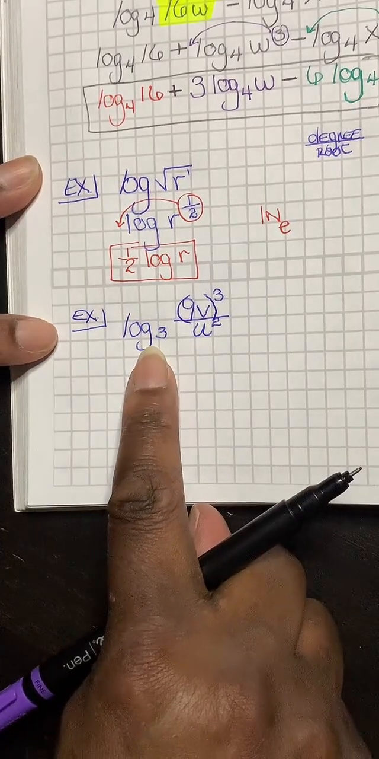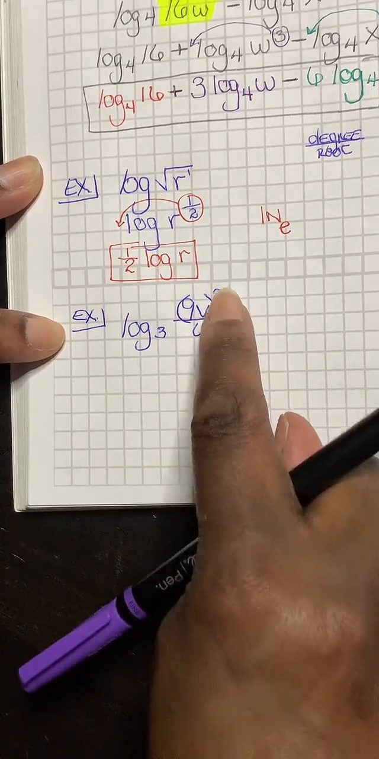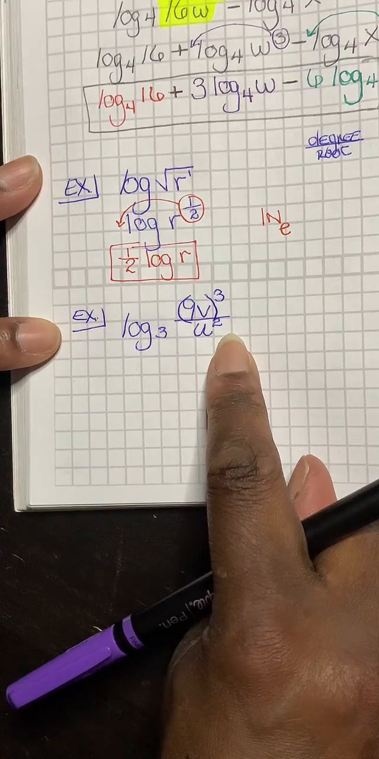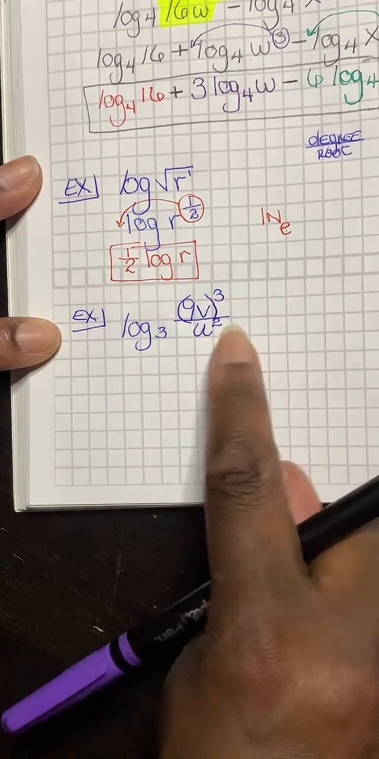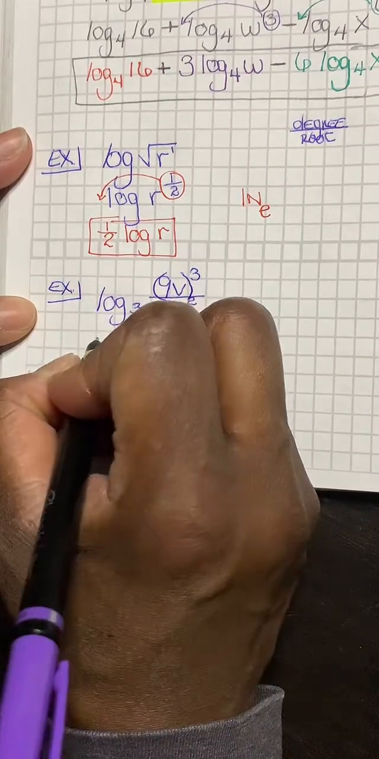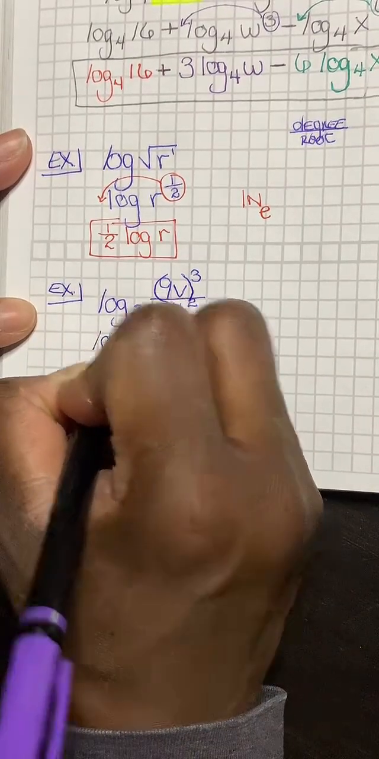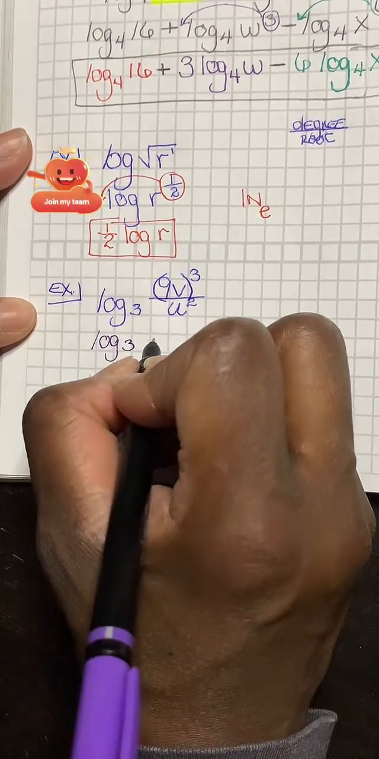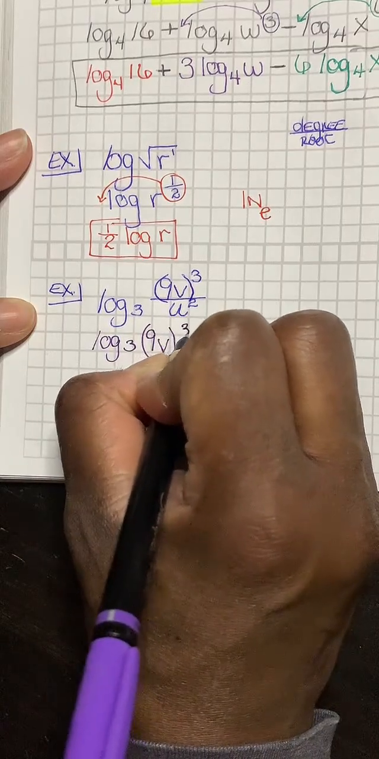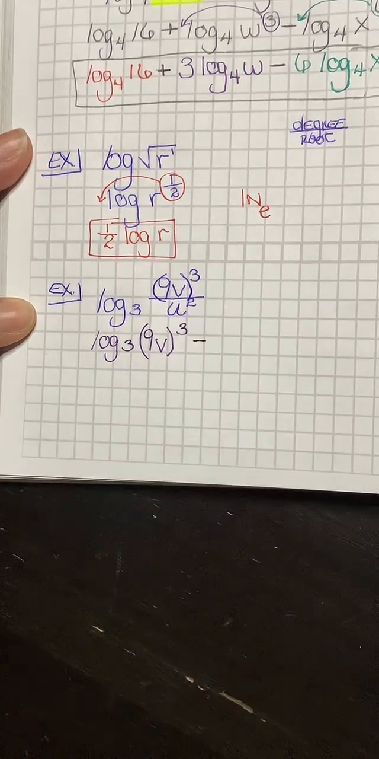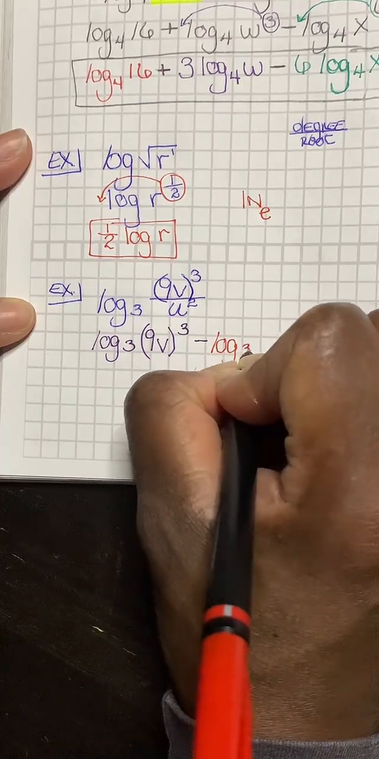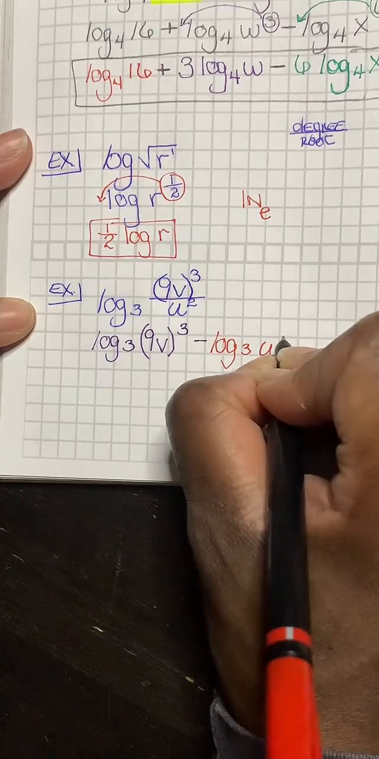All right. So, first things first. We have this division. Anytime we have division, just like if I was dealing with exponents, I would subtract the exponents. You're doing the same thing with the logs. So, I'm going to have my log base 3, and I'm going to give my 9v to the third power minus my log base 3 of u squared.